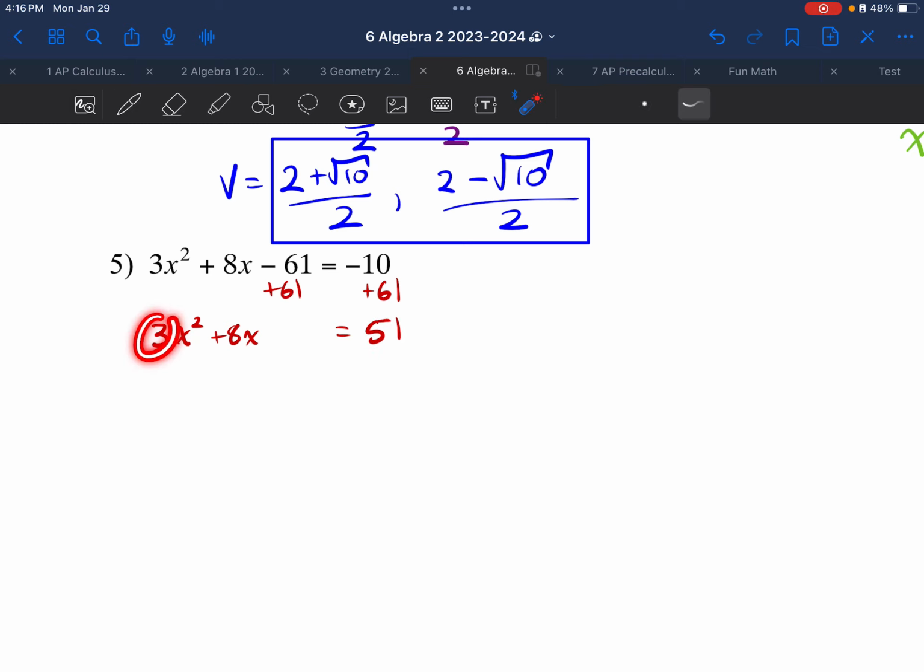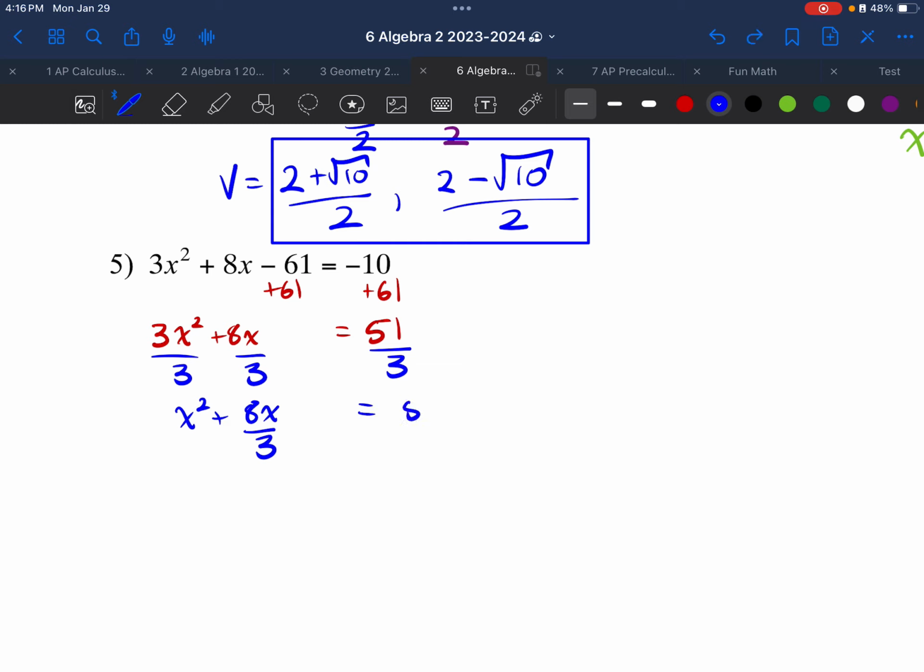I can't complete the square unless this number is non-existent. I needed to get rid of it. So I'm going to divide both sides by 3 on the left side and 3 on the right side. So what I have is x squared plus 8x over 3. That's going to be equal to 51 over 3. Ooh, that 5 looks a little bit bad. All right, and now I need to find the number that completes the square.